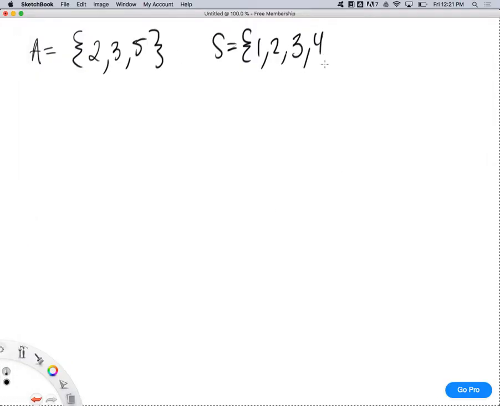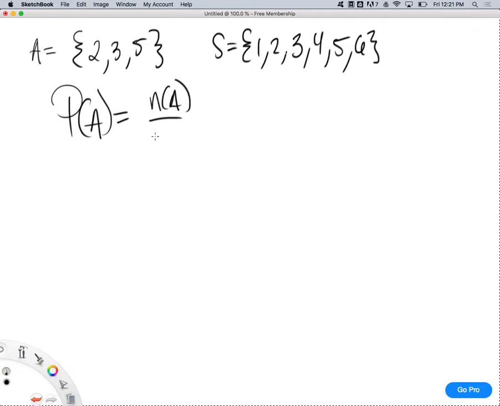1, 2, 3, 4, 5, and 6. Okay, so the probability of rolling a prime number is P(A), which is n(A) over n(S).